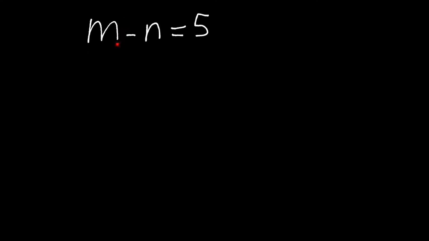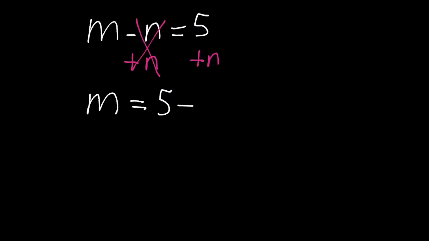Well, I've identified my variable first. I want the m. Now look for any operations that are being performed on the m. And we should be able to see, oh, I am subtracting n from it. So if I want to isolate m, I have to get rid of the minus n. And to do that, I will add n to both sides. Those get canceled away, and we have m equals 5 plus n. And there we have it. We've now solved this equation for m.